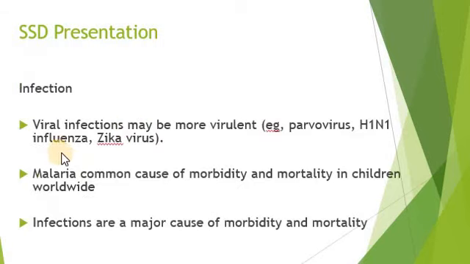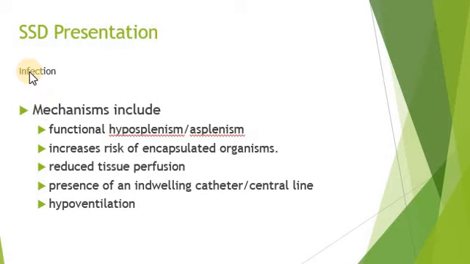Multiple infections are there, either viral infections or malaria, that is mainly common in children worldwide in sickle cell disease. Infection is one of the major causes of morbidity and mortality. So, in the initial 5 years the patient is prescribed empirical therapy with antibiotics like penicillin V. These are some of the reasons that lead to infections, like functional hyposplenism, asplenism.